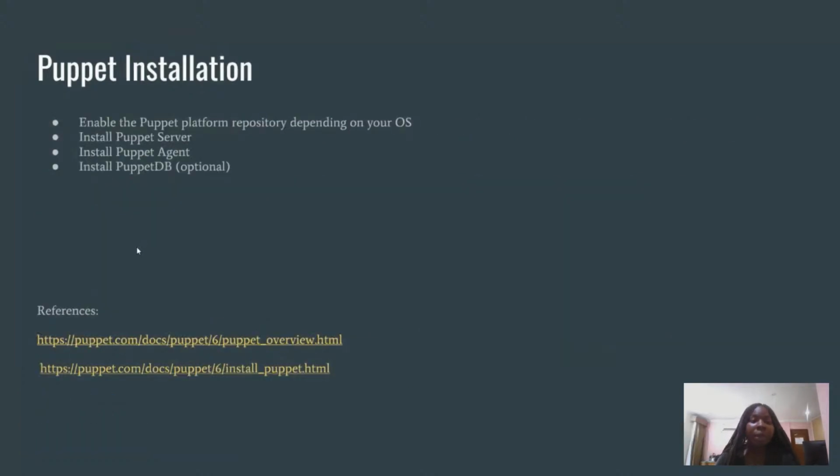All right, so how can you install Puppet? The first thing you have to do is to enable the Puppet platform repository, and this depends on the type of operating system that you have. We won't be able to do that in this session, but you can visit these links to see how you can enable the Puppet repository on your system.